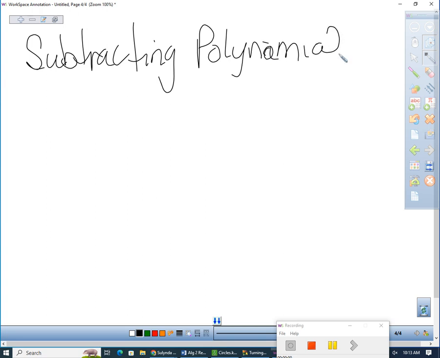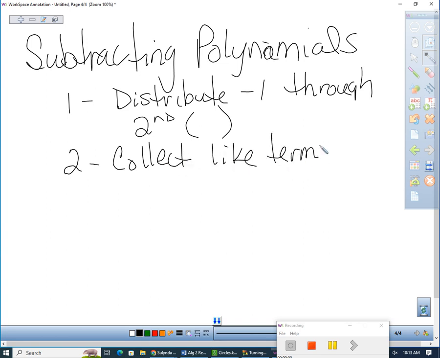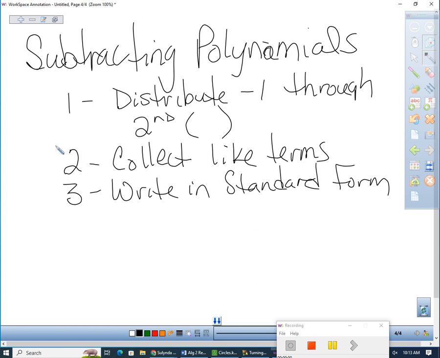All right, size 42 font. All right, subtracting polynomials. Step 1, I want you to distribute -1 through the second parenthesis. Step 2, again, we're going to collect like terms. And then step 3, write in standard form. And again, I like to do these two at the same time.